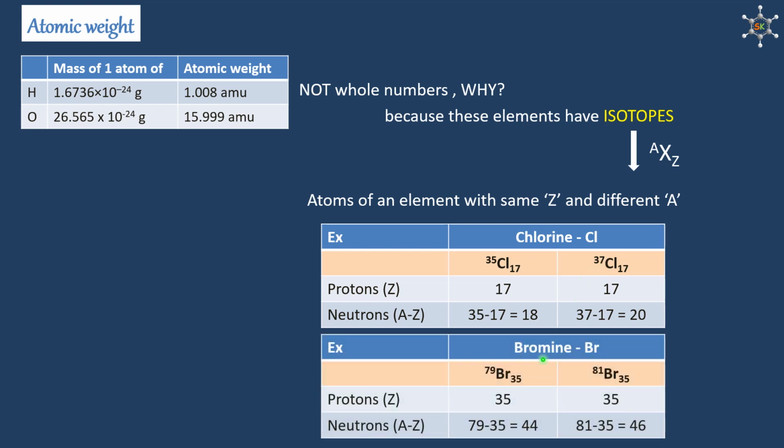In the same manner, bromine is having two isotopes, bromine 79 and bromine 81. Both of them are having same number of protons, that is 35, but bromine 79 is having 44 neutrons and bromine 81 is having 46 neutrons in it.